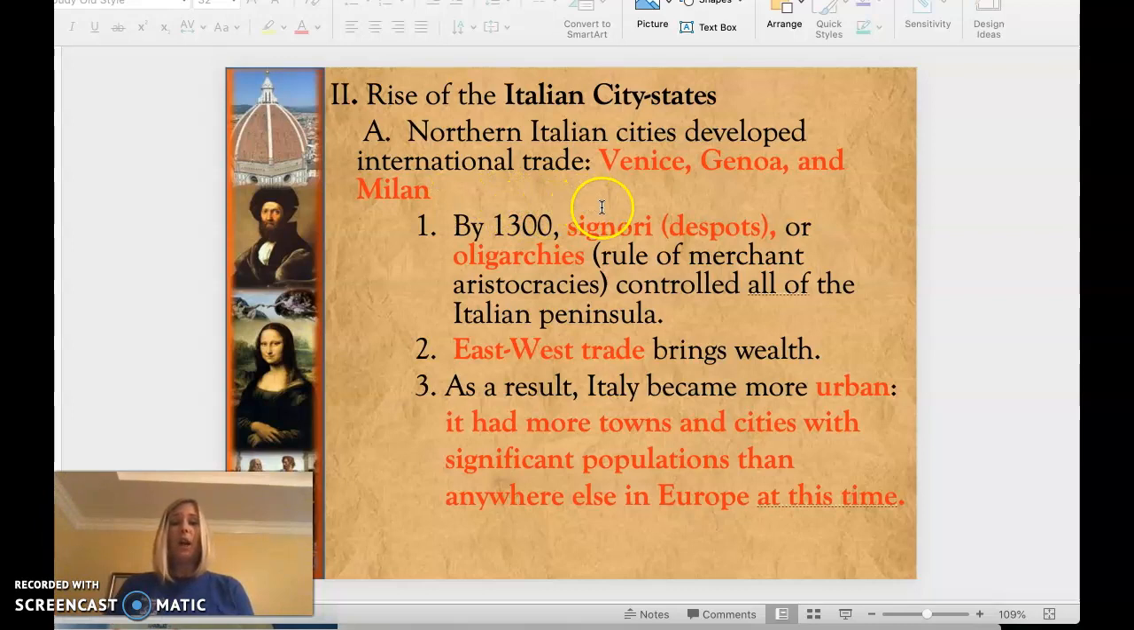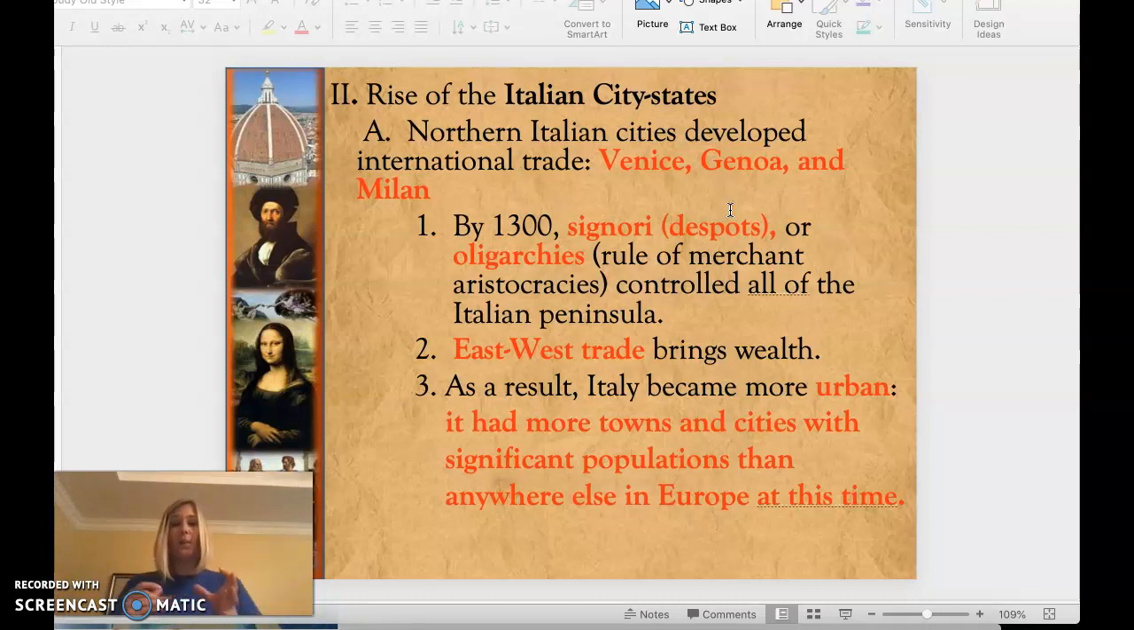Well, by 1300, a type of rule that you had, it could be one of two things. You had what the Italians call a signori, which is the Italian word for despot. And if you don't know what a despot is, this is basically someone who has complete and total control over their people. They don't care much about the people that they rule over, and a lot of these people are very ruthless, these despots.